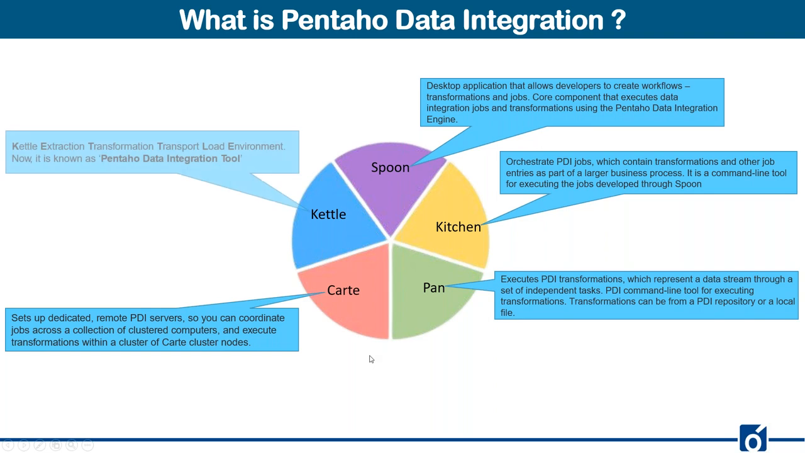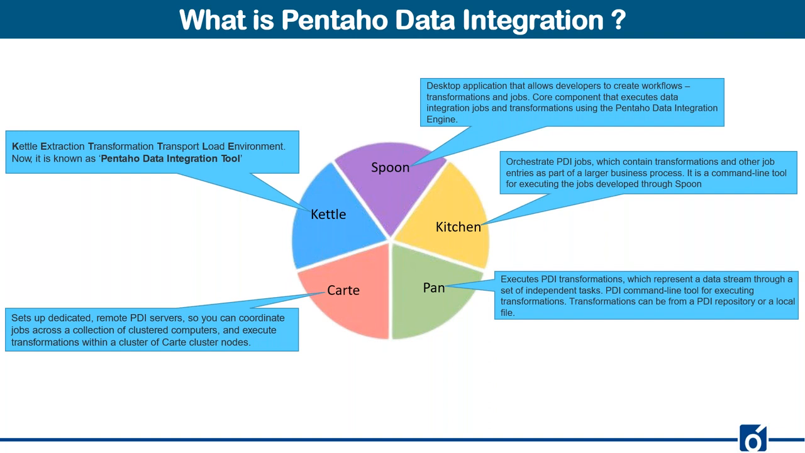Now Kettle. Whenever I hear about Kettle, I remember GNU. The full form of GNU is GNU's Not Unix, so it's kind of recursive. In the same way, the full form of Kettle is Kettle Extraction, Transformation, Transport, Load Environment.